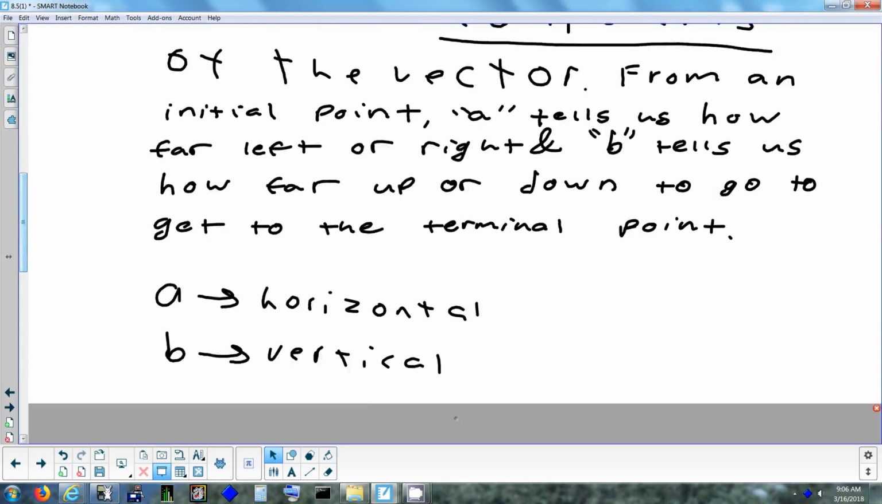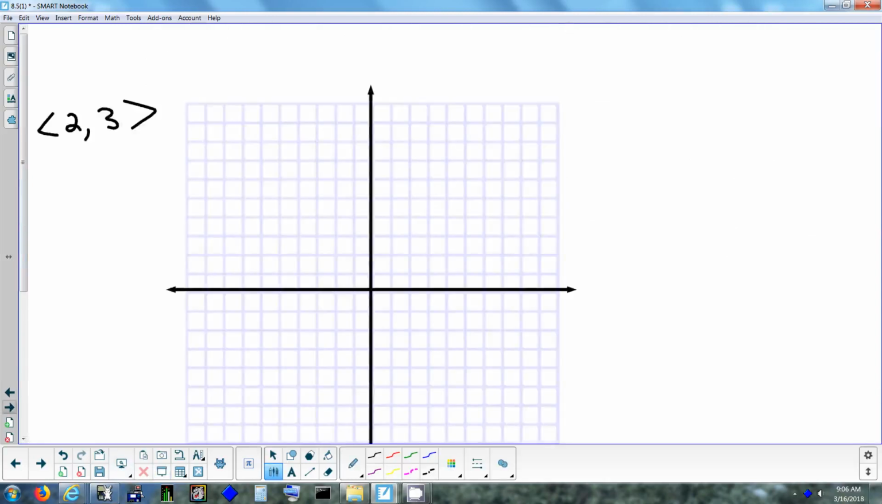Okay, so I'm going to go back to the second page. I'm going to look at the vector that I have there, 2, 3, and I'm going to draw it. And I'm going to come back to this page again. I would double page it, but my board's weird right now. So 2, 3. Let's start here. Right, 2, up 3. That's a perfectly acceptable drawing for vector 2, 3.